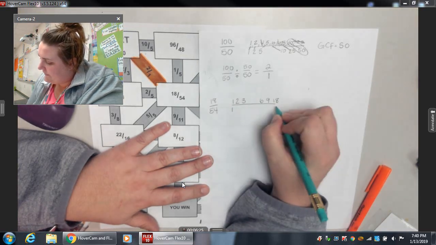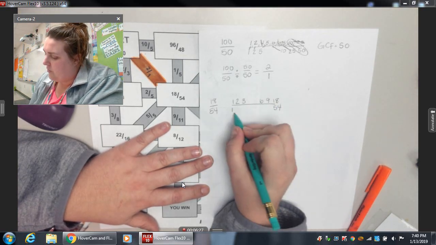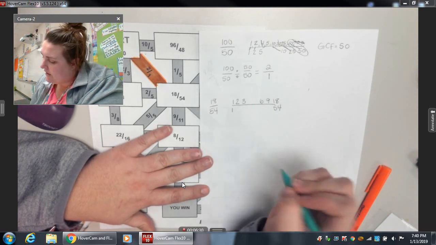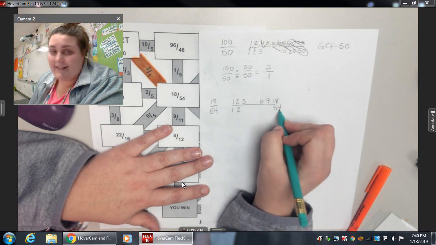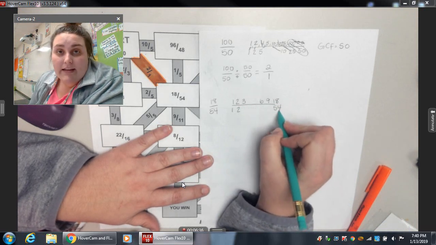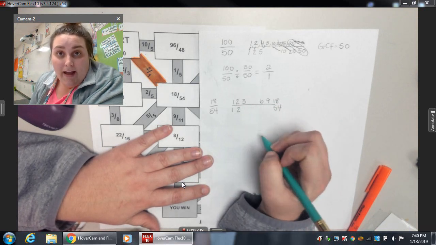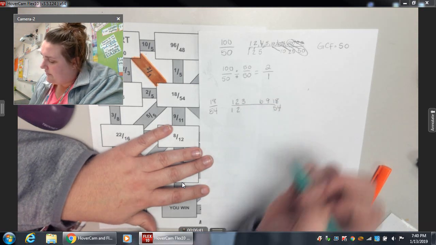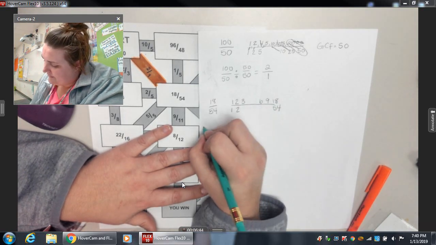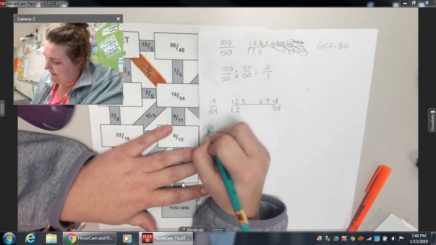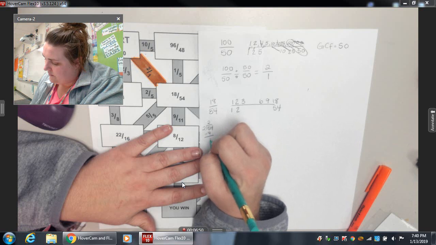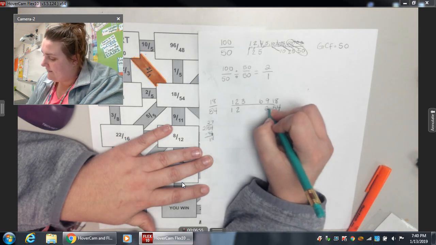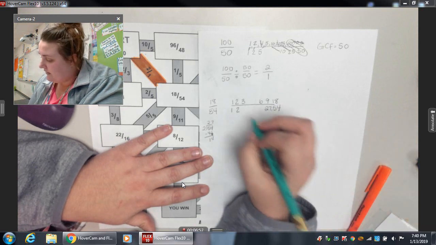Now my factors of 54. 1 and 54. 2, how do I know it's a factor of 54? Because it ends in an even number. If it ends in an even number, 2 is always a factor. So 2 will go into 54. I don't know that off the top of my head. 2, 27. Learned something new today.